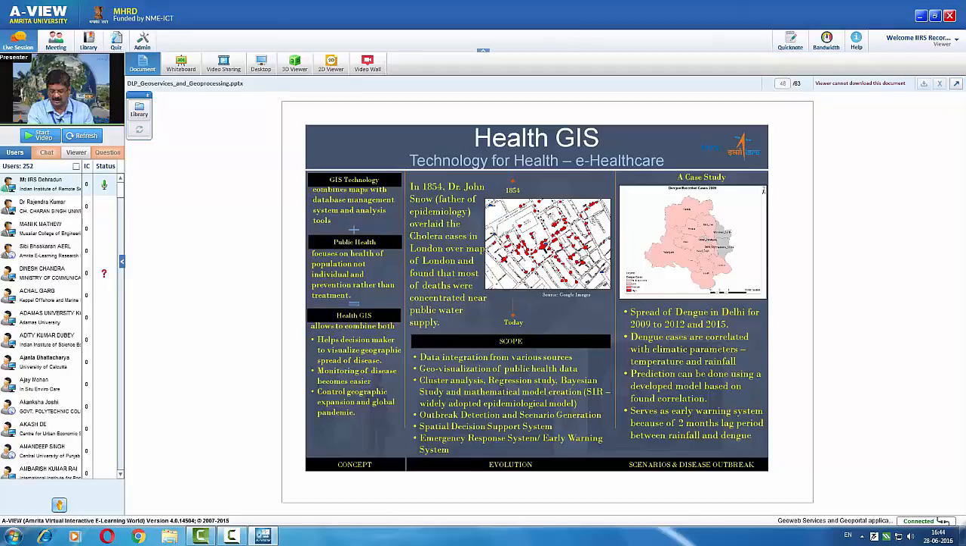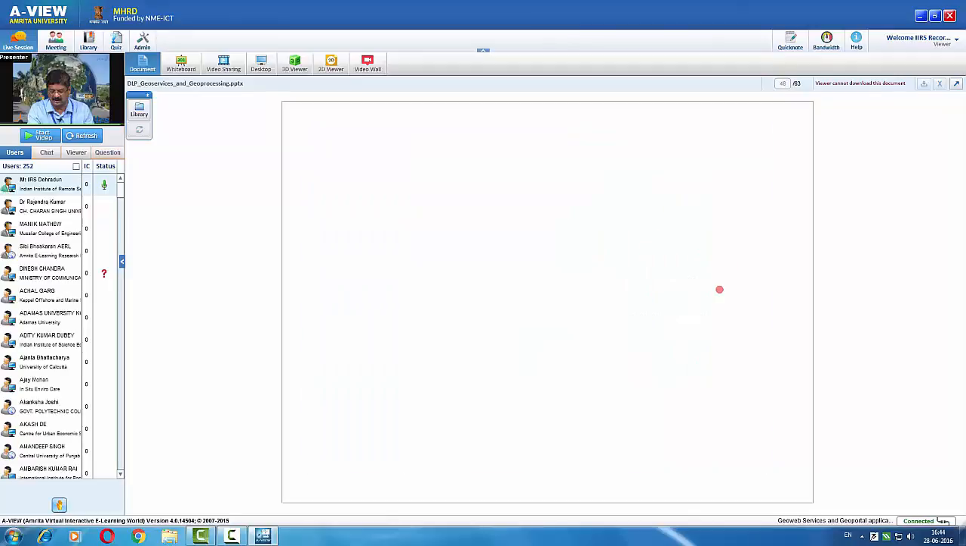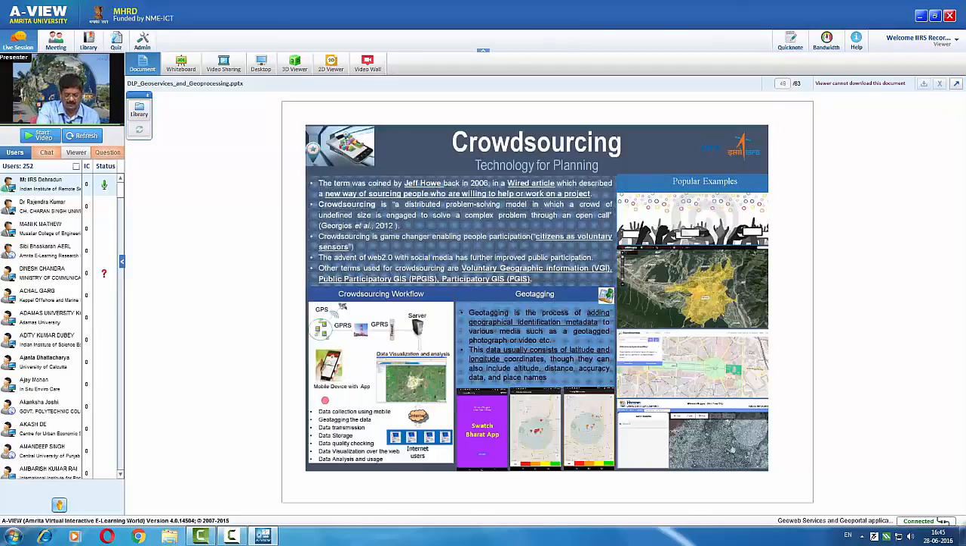Crowdsourcing, this is a very important one. As shown on the left, the crowdsourcing workflow goes with, first of all, a mobile device in hand, and we go for data collection, then geotag the data, then data transmission from the mobile to the web portal services. Then data is stored, quality is checked, visualization on the web is made possible, and ultimately the data is put to use with the help of various tools available here.